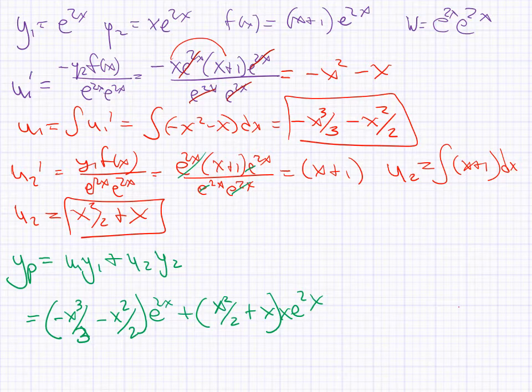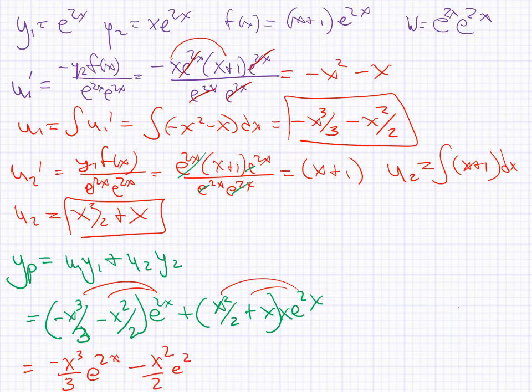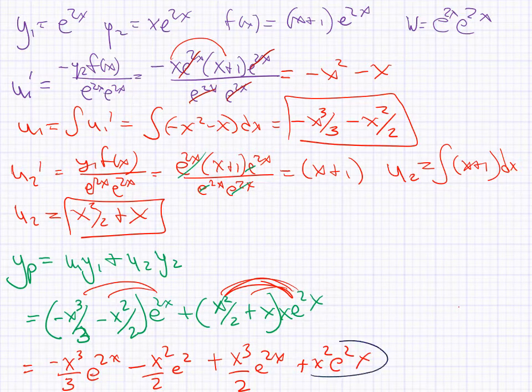Now, we could do better than this. That's a big y sub p. It looks kind of messy. I could distribute this in here, distribute this in here. We're going to get a negative x cubed over 3 e to the 2x minus x squared over 2 e to the 2x. But then when this multiplies in, we're going to get another x cubed over 2 e to the 2x and an x squared e to the 2x. So we're going to have some like terms here and here that can come together. So we put all that together.